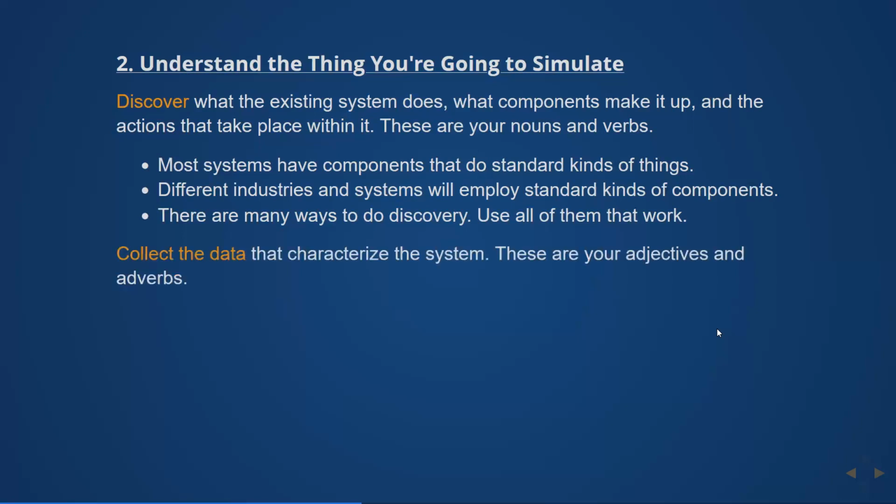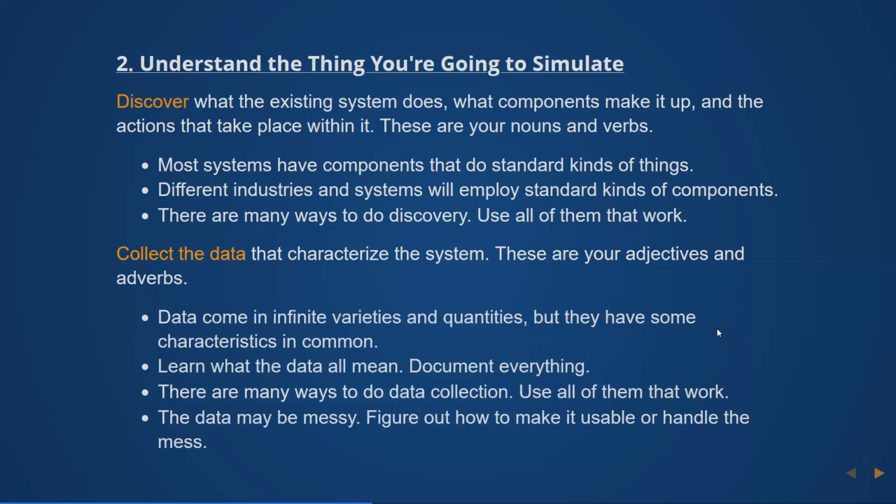Once you understand what's going on, you want to characterize the system. And that is your adjectives and adverbs. How many, how much, how long, how fast. So first is the what, second is the numbers. And there are infinite types of data, but they have some characteristics in common. I will discuss that in future weeks. Learn what the data all mean and document everything.